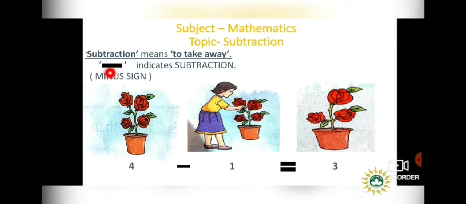Children, this is the minus sign which indicates subtraction. So again, in the given scenario, we can say that if we subtract or take away 1 rose from these 4 roses, we get 3 roses.